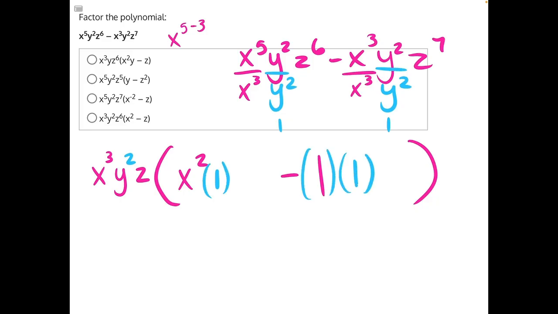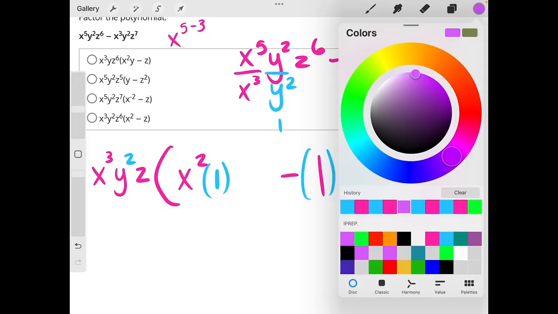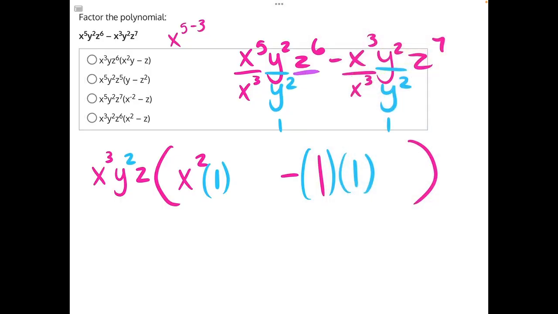Then we can move on to our z value. The greatest common factor between z to the 6th and z to the 7th is going to be z to the 6th. So we pull out that z to the 6th, and what's left over? Z to the 6th divided by z to the 6th will give us 1. And z to the 7th divided by z to the 6th will be z to the 7 minus 6, or z to the 1, which is just a regular z.